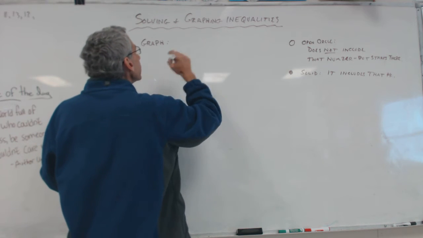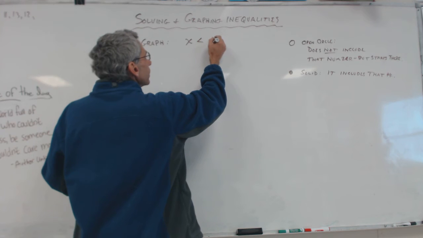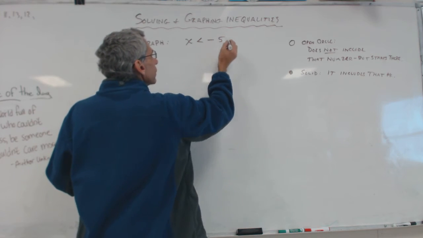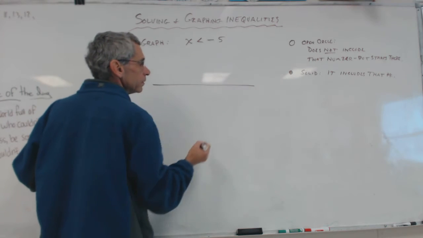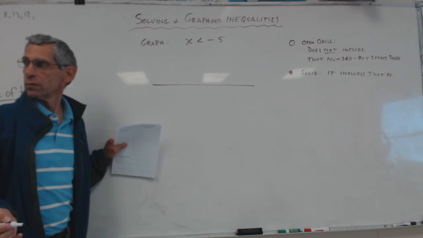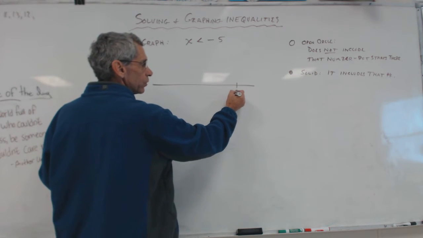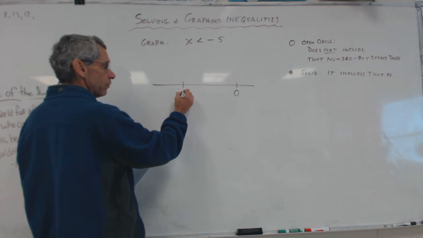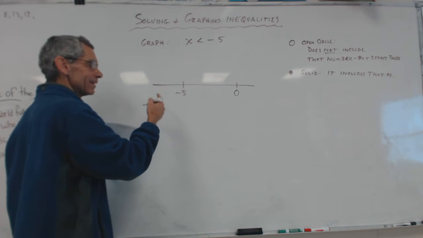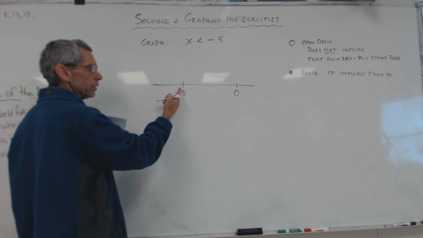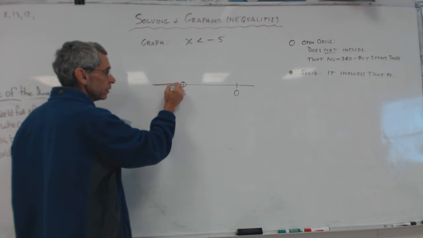So graph x is less than -5. All right, so I draw my number line, and where do I put 0? Right here. Now 0 is over here, and I've got -5 over here, and x is on the left-hand side. x is less than -5. Is it solid or open? Open, and it's going to be left, right?